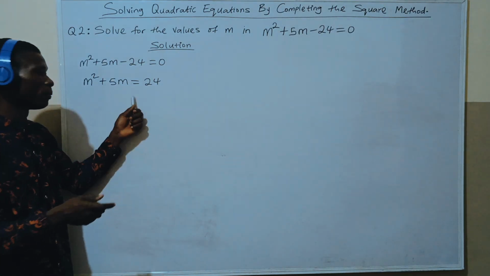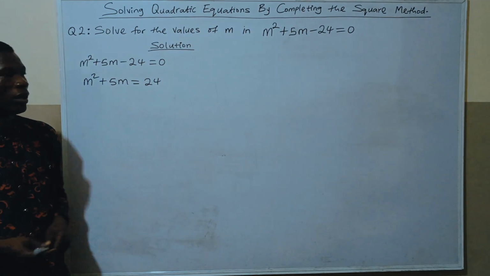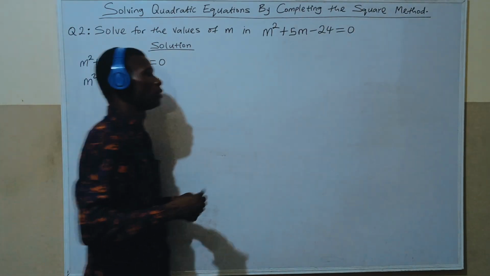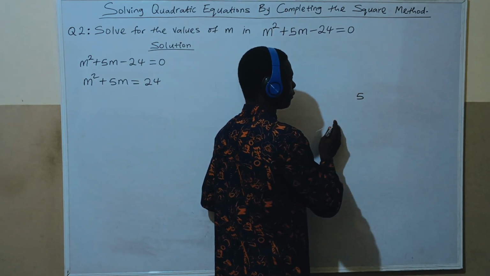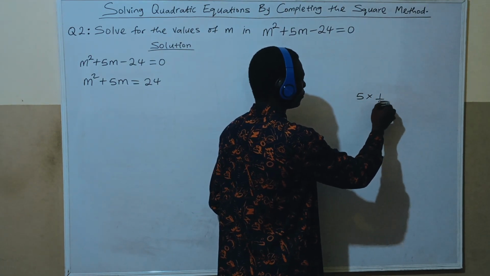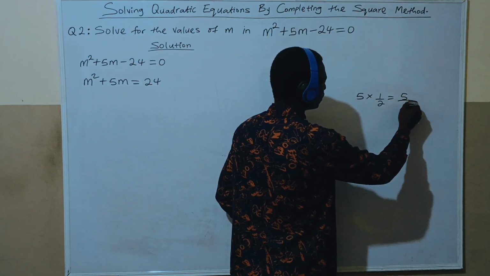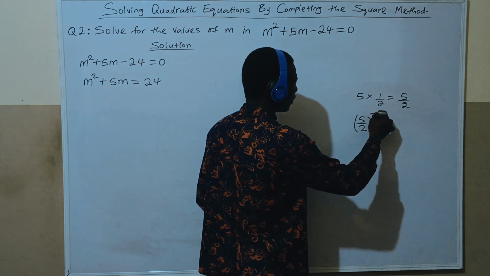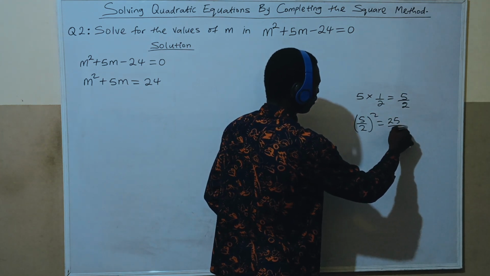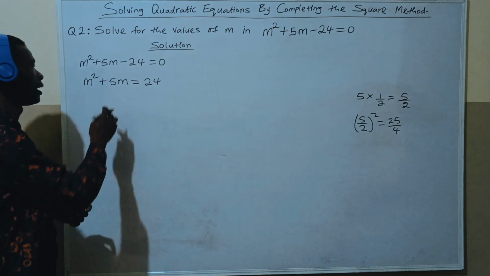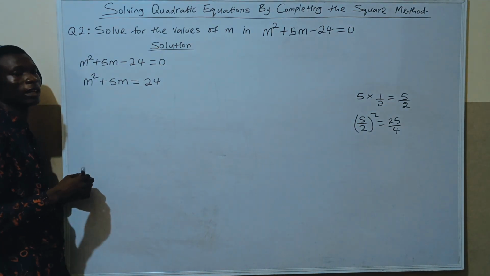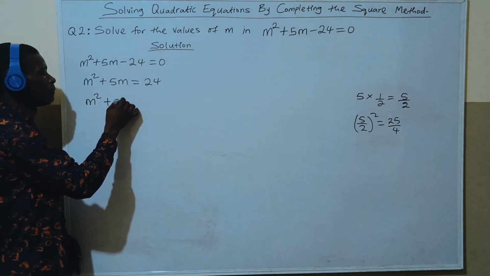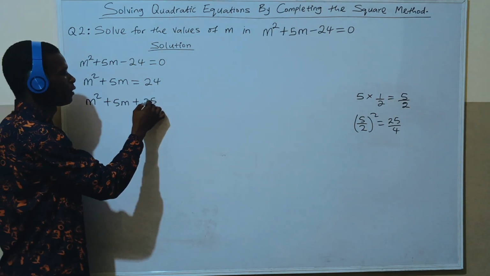The next thing is to complete the square on the left hand side. And how do we complete the square on the left hand side? Like in question number 1, we are going to get the coefficient of m. The coefficient of m this time around is positive 5. So what do we do to positive 5? We are going to halve it, multiply by 1 over 2, which of course is going to give us 5 over 2. And then we are going to pick our 5 over 2 and square it. That's going to be 25 over 4. So it is this 25 over 4 that will be added to the expression on the left hand side to make it a perfect square. So we're having it as m squared plus 5m and then plus 25 over 4.